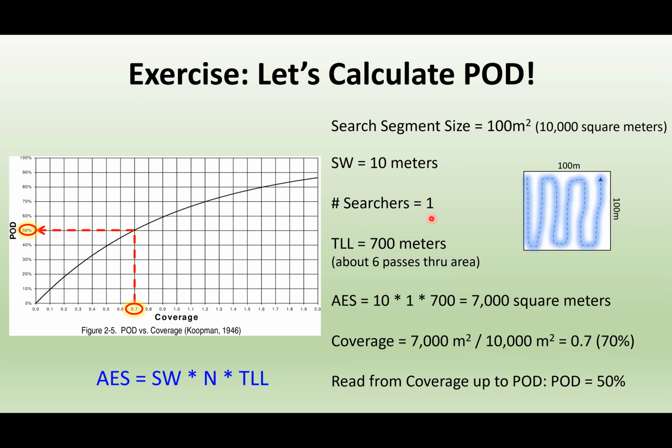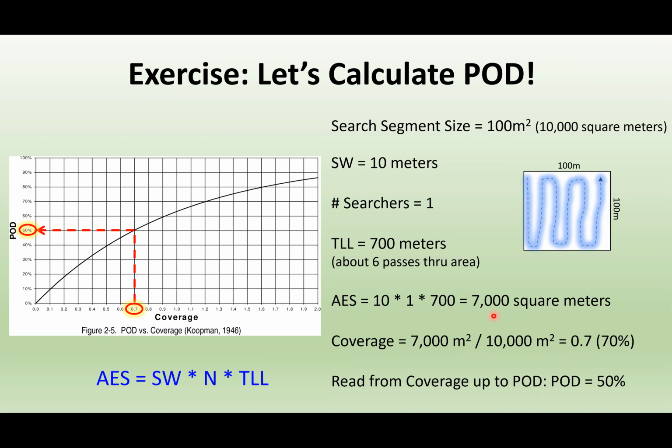So in this simple example, one searcher sort of grids or works his way back and forth about 6 times and ends up traveling a total distance of 700 meters. So our track line length here is 700 meters. Now we just apply the formula. Let's do the math. Area effectively swept is going to be the 10-meter sweep width times one searcher times a track line length of 700 meters, which gives us 7,000 square meters.